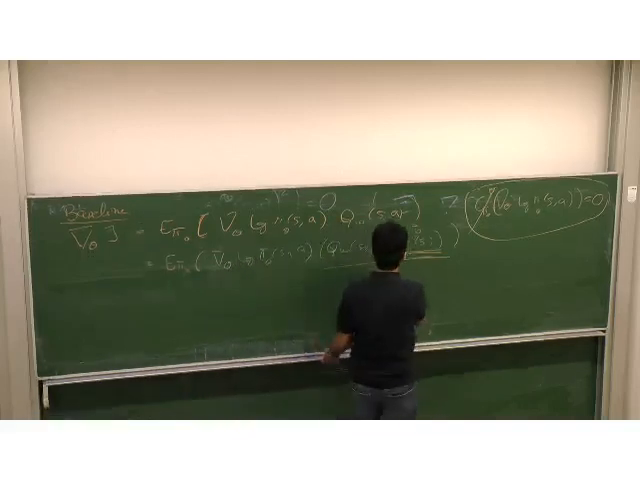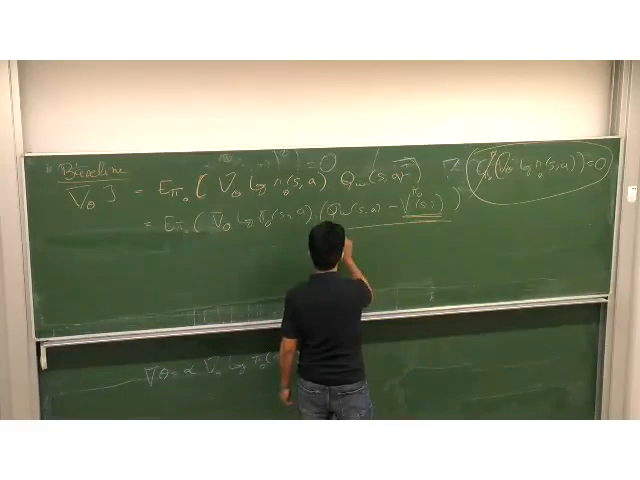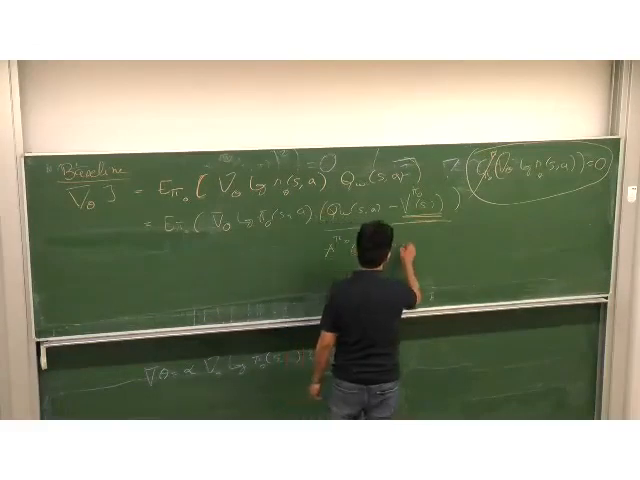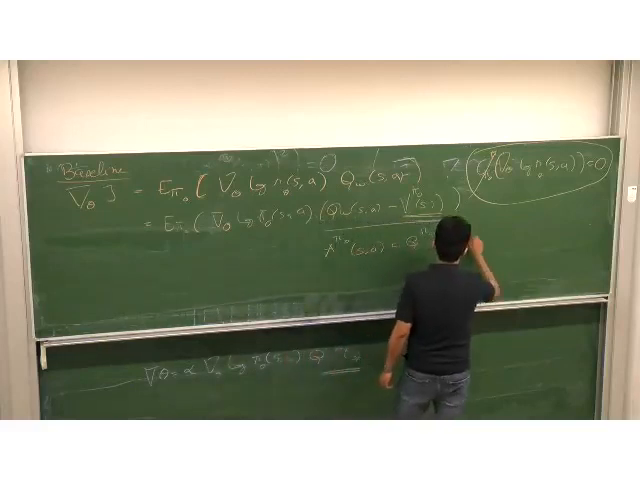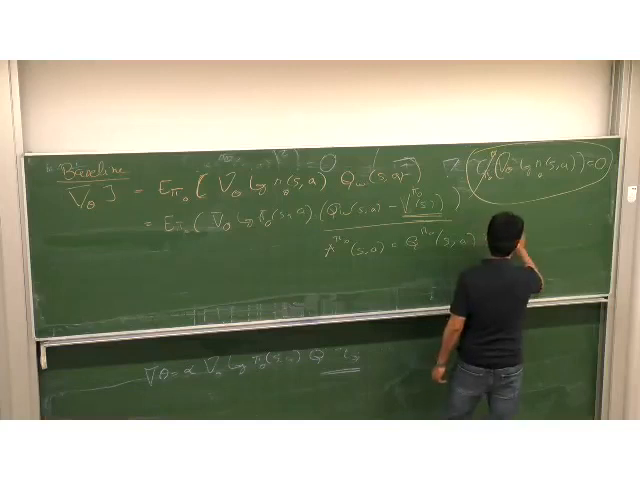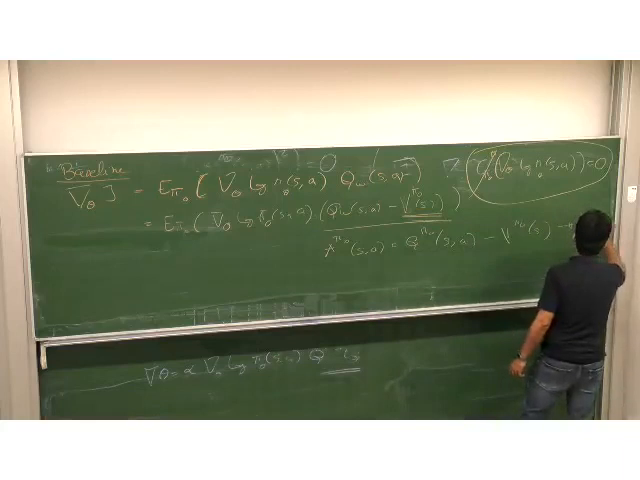So the thing is that this quantity, you call this quantity, the real one, this thing is called an advantage function.